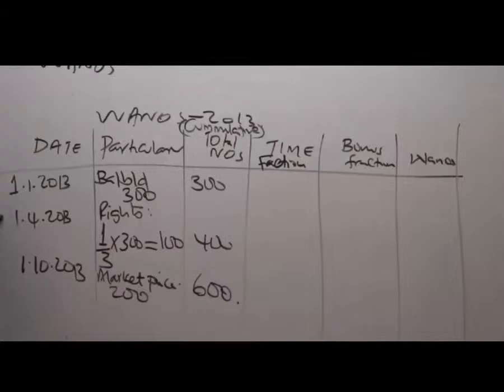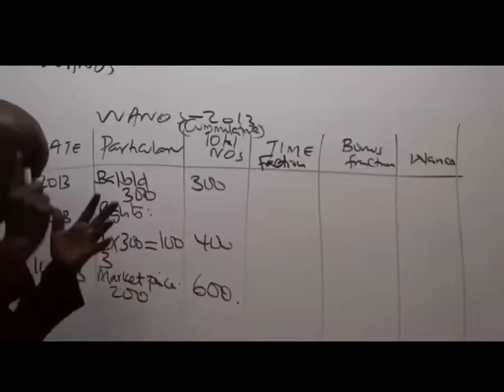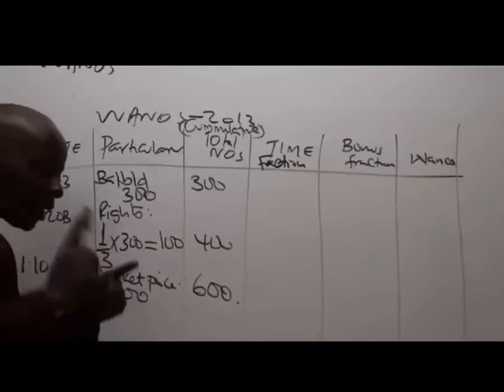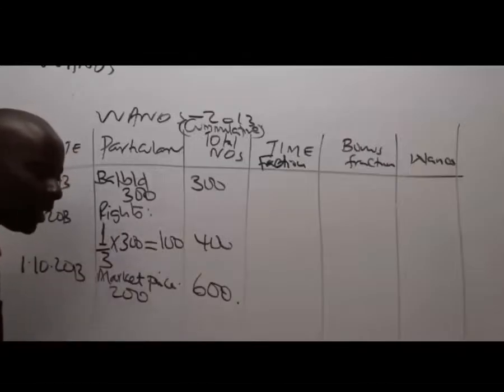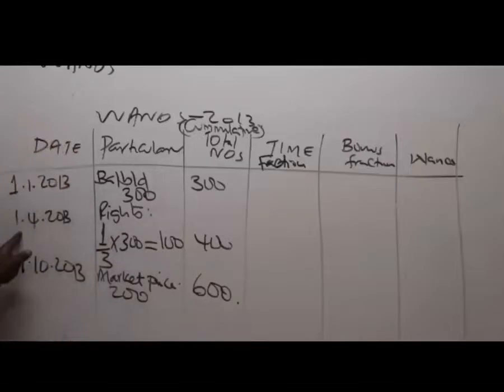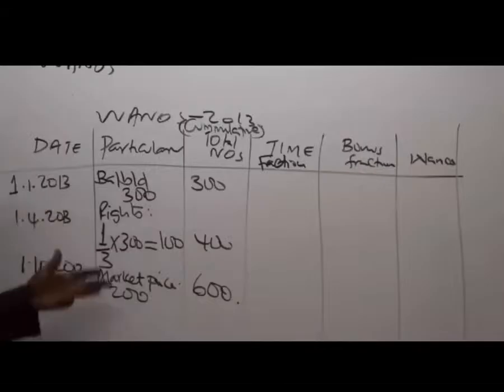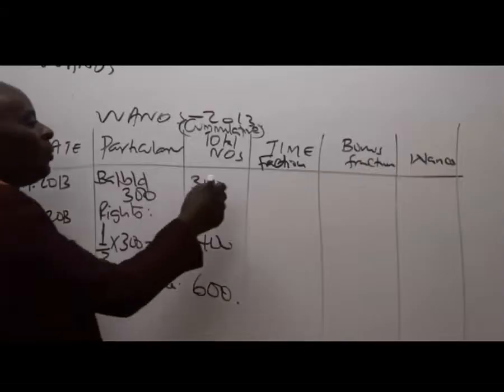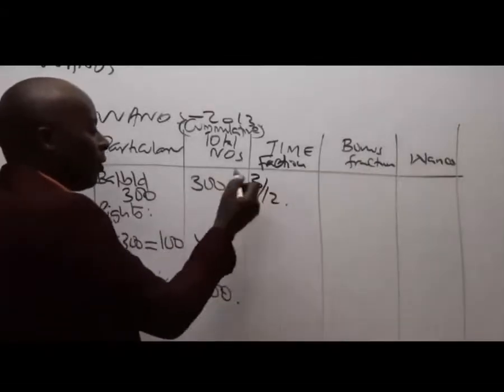How do you count, ladies and gentlemen? How many months do we have between 1st of January and 1st of April? You are counting January, February, March. April was just at the beginning, so you're only counting January, February, and March. So 3 months. So this time fraction will be 3 out of 12.